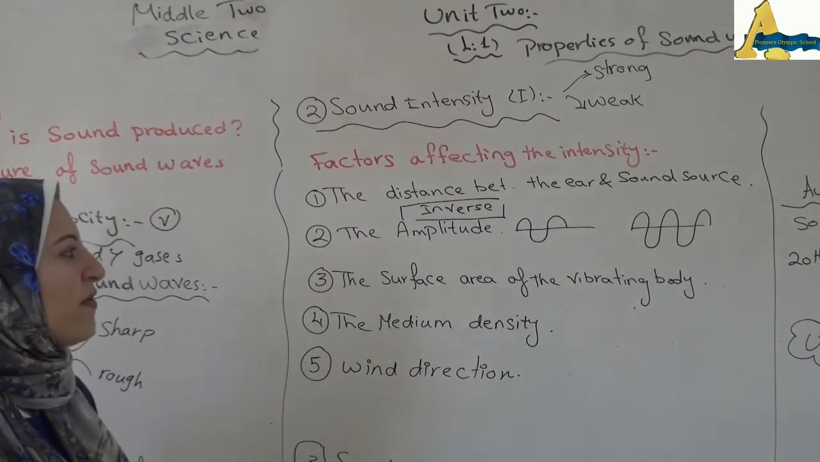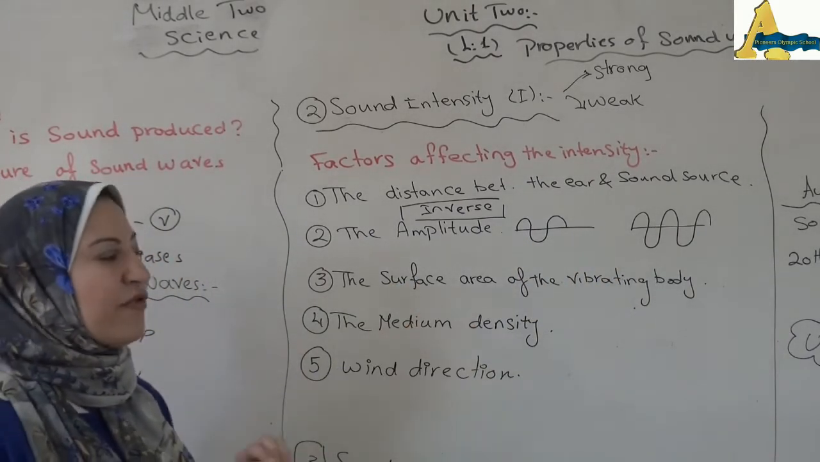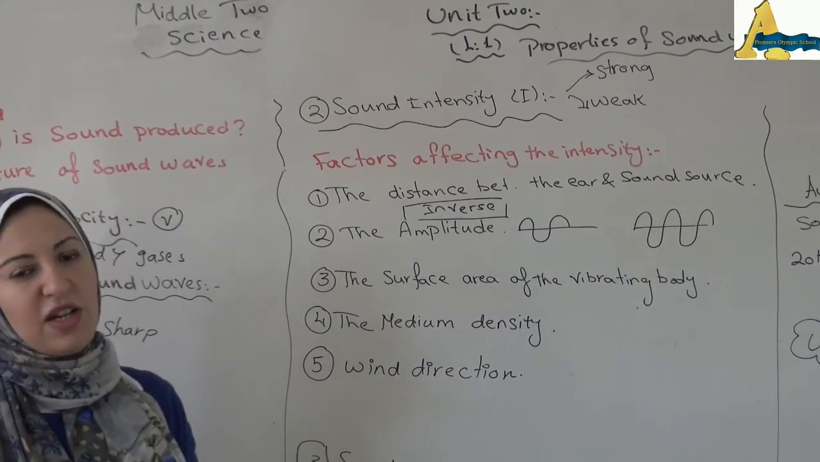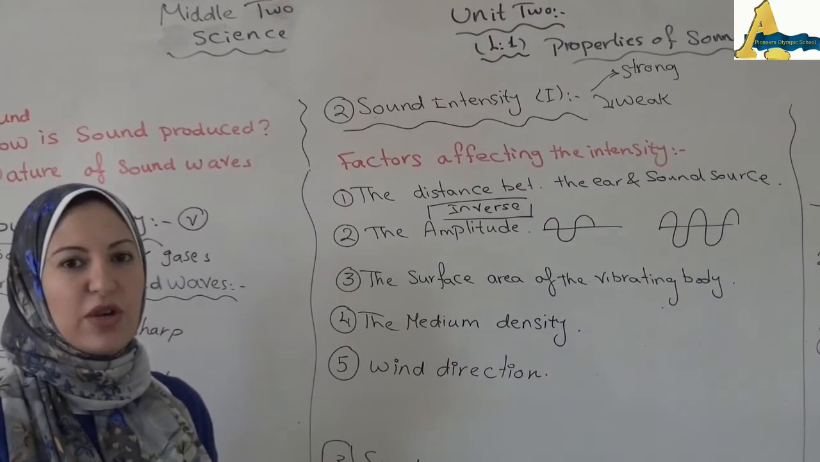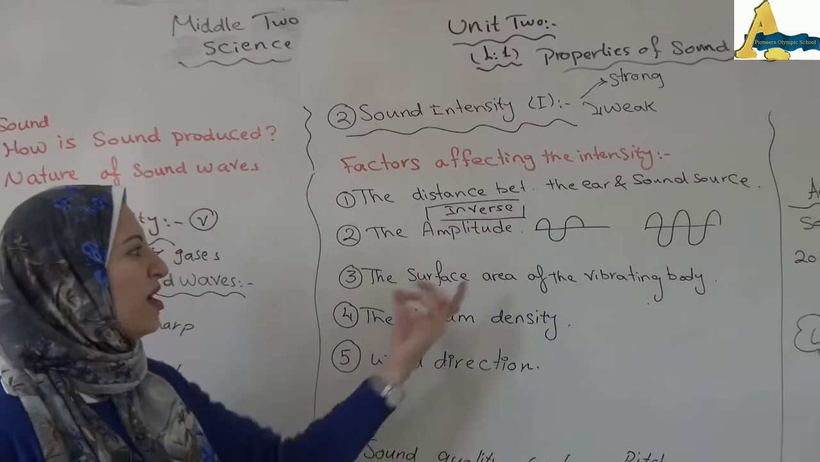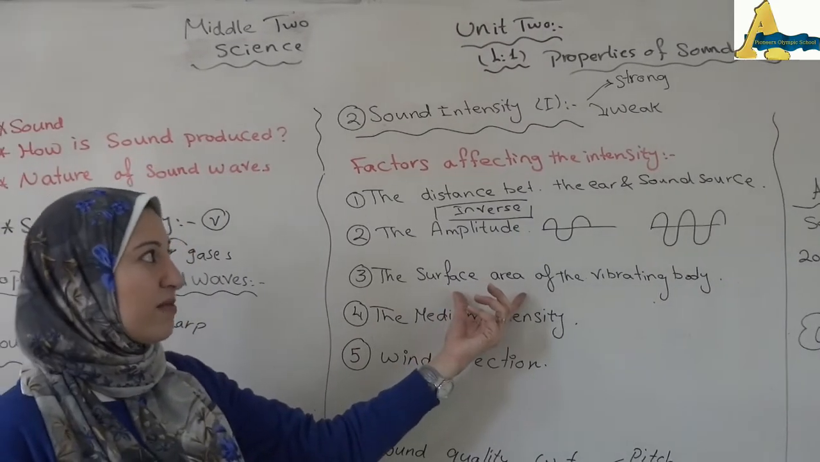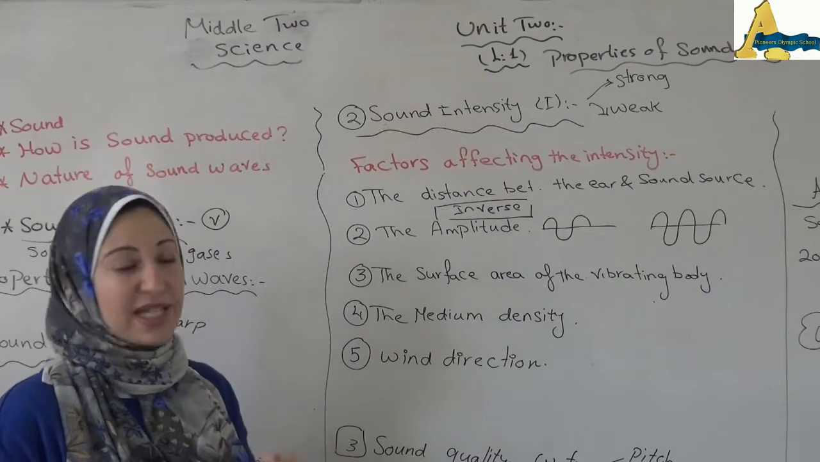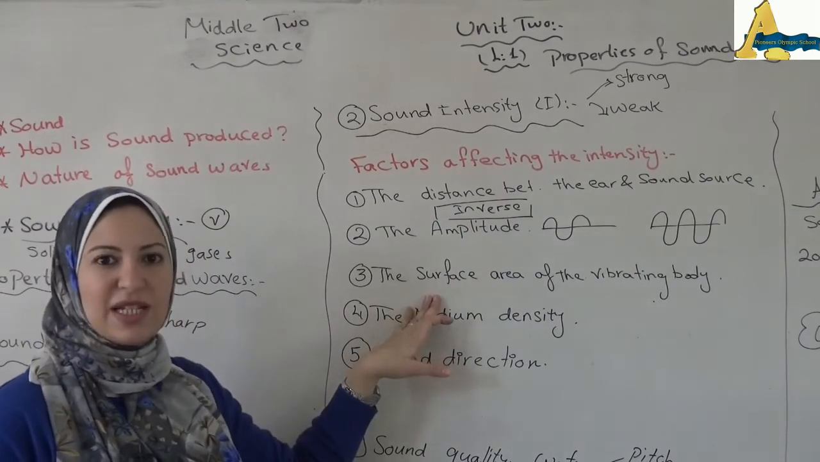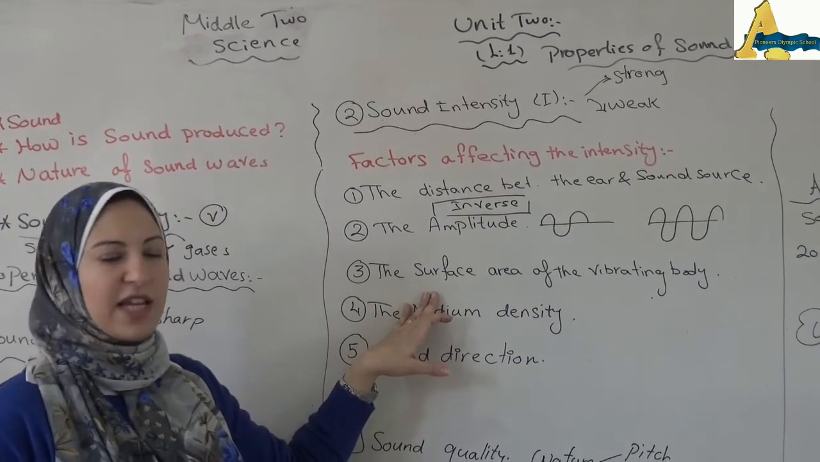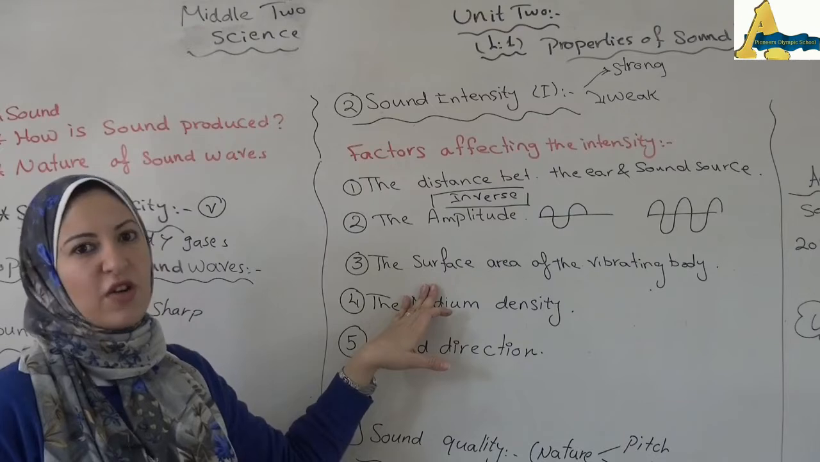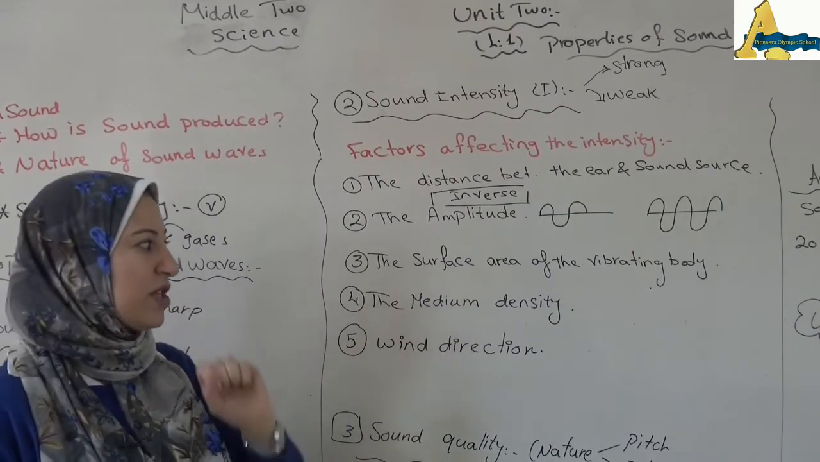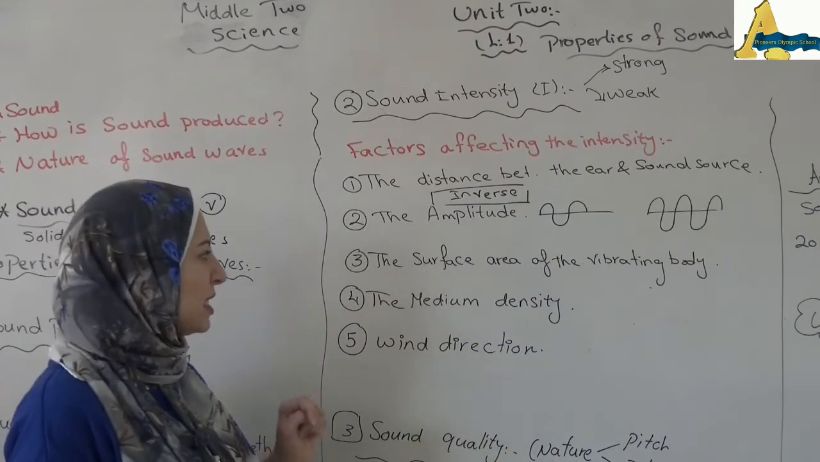Number 3, the surface of the vibrating body. We said if we have a resonance box or a wooden box that we can put our mobile on, it will increase the vibration, so it will increase the sound. So by increasing the surface area of the vibrating body, the sound becomes stronger, which means that the relation is direct. And we have a live application, the violin and the guitar. We have a stretched string on a resonance box, which is used to increase the surface area of the vibrating body and increase the sound intensity.